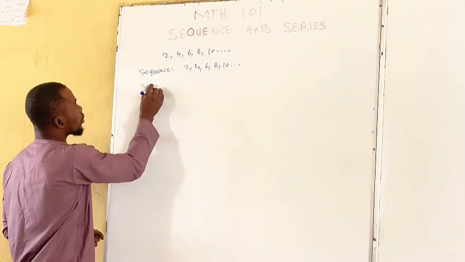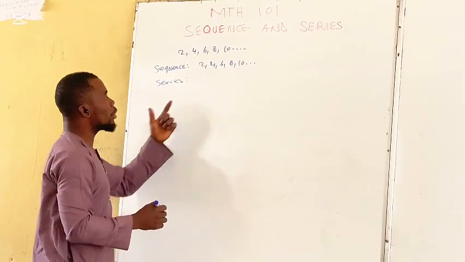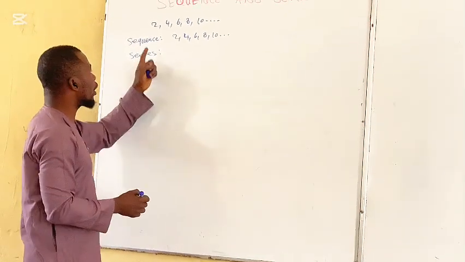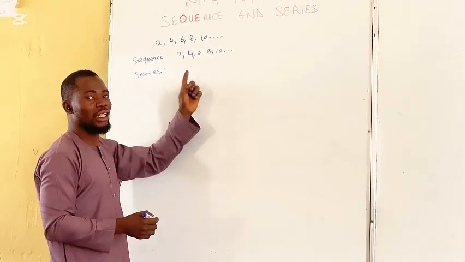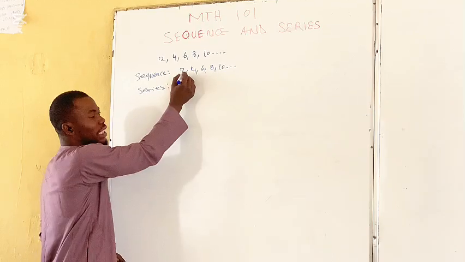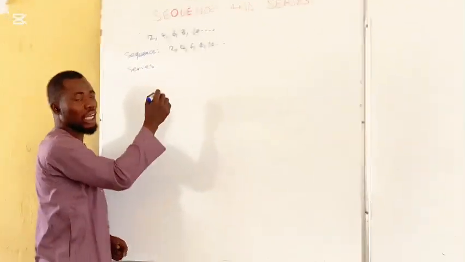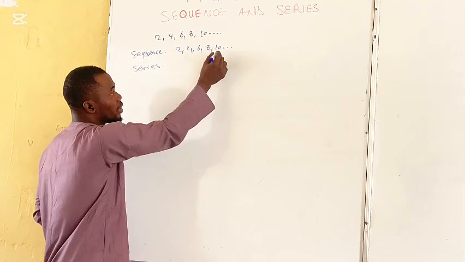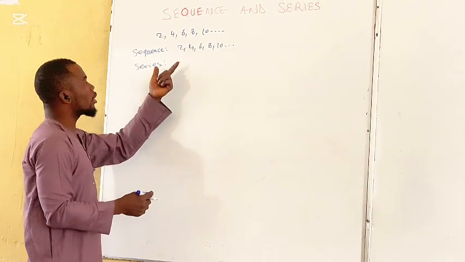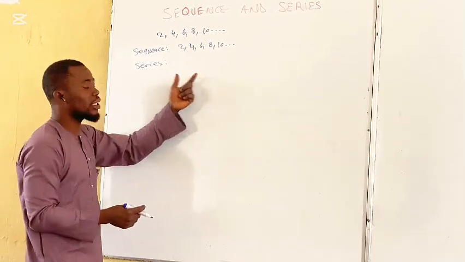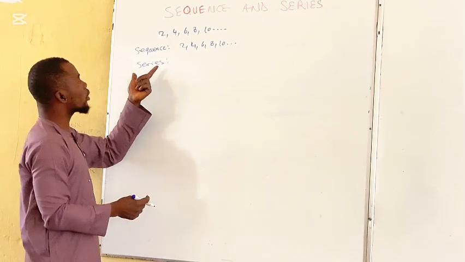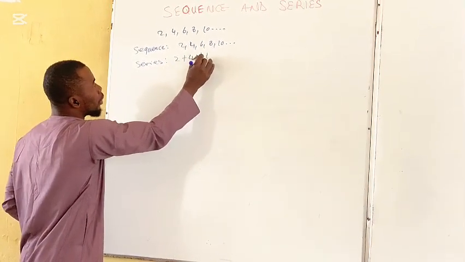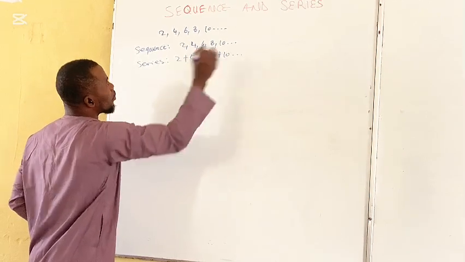Whereby the series simply means the sum of the terms of the sequence. Because in each sequence, each number serves as a term. Here, 2 is our first term, 4 is the second term, 6 is the third term, 8 is the fourth term, and 10 is the fifth term. So the sum of the terms of the sequence is referred to as a series. So a series can be demonstrated as 2 plus 4 plus 6 plus 8 plus 10.